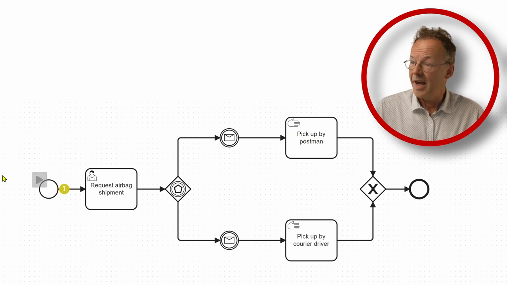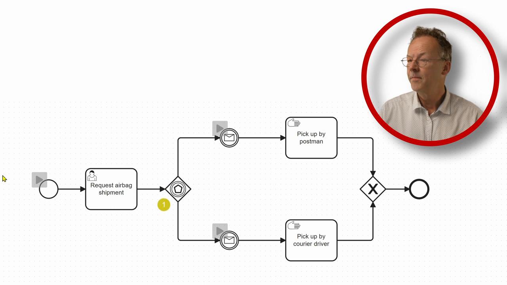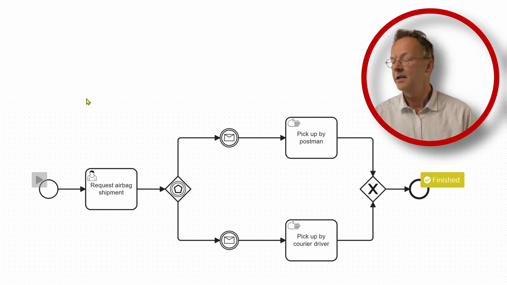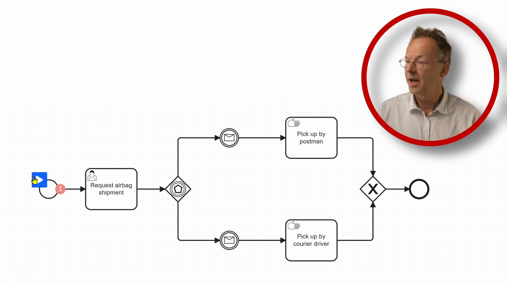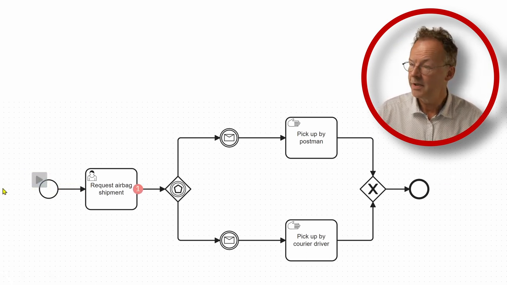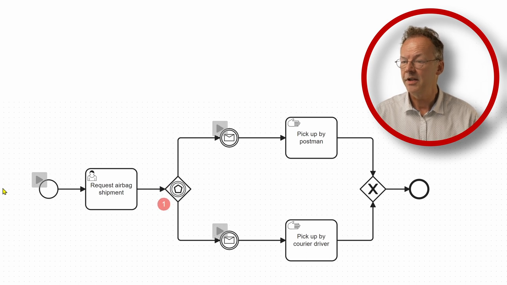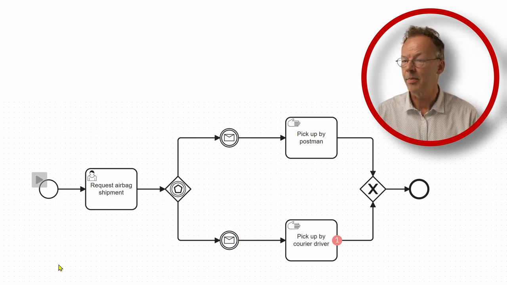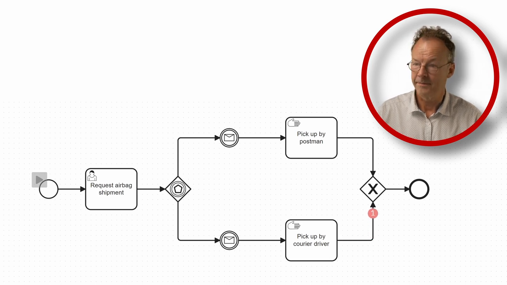We request airbag shipment, and then we have our exclusive event-based gateway. And in the first case, it's the postman that comes first, and so we have the task pick up by postman. And in the second run, we have request airbag shipment, and this time it is the courier driver who is quicker and picks up our parcel.